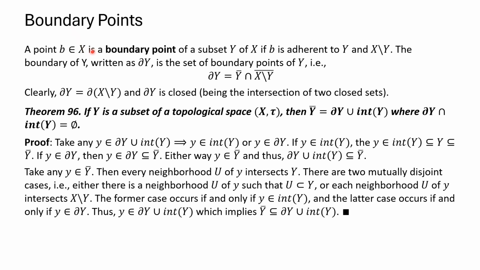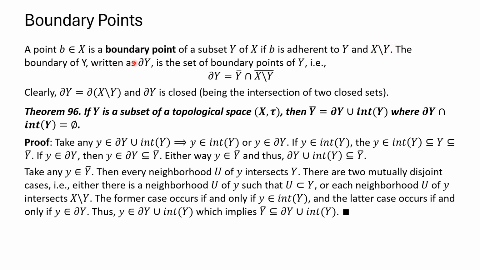If you recall from the beginning of this lesson, I talked about boundary points and the boundary of a subset, but I didn't give a formal definition. So we'll do that here, and we also have a theorem. A point b is a boundary point of a subset Y of a topological space if b is adherent to Y and to the complement of Y.